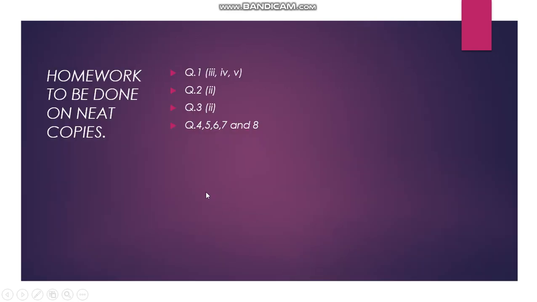Here is the homework to be done on neat copies. Question number 1, part 3, 4, 5. Question number 2, part 2. Question number 3, part 2. And question number 4, 5, 6, 7 and 8.